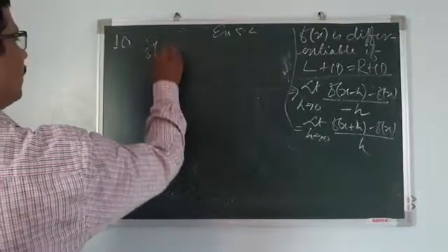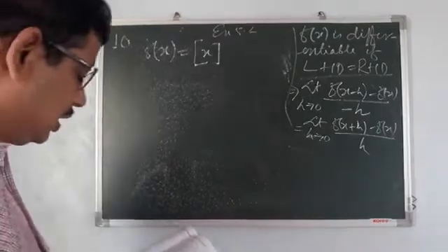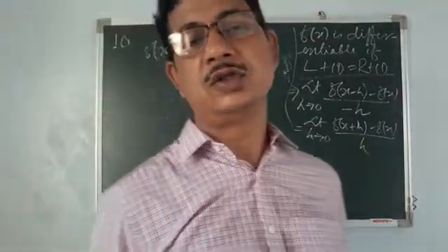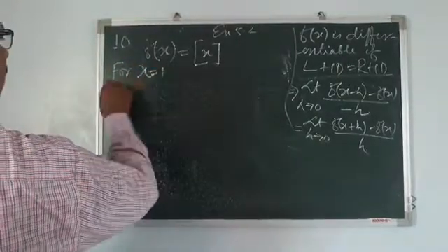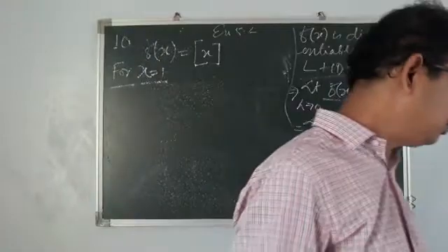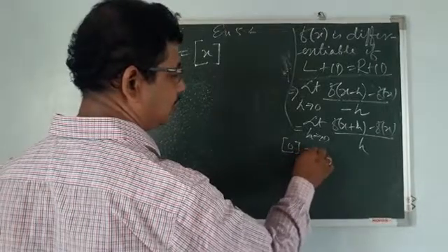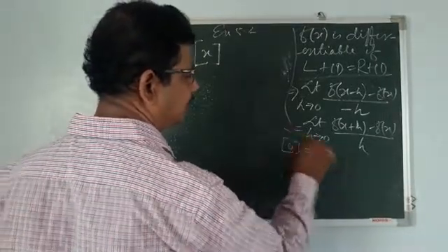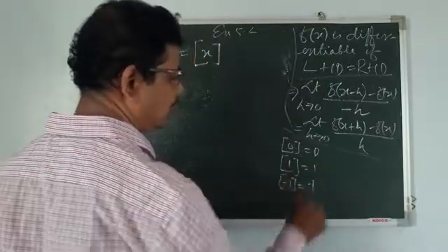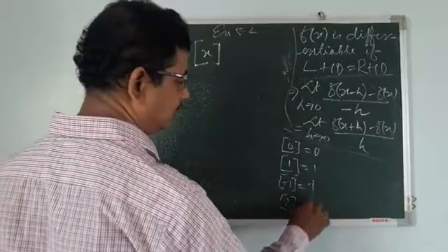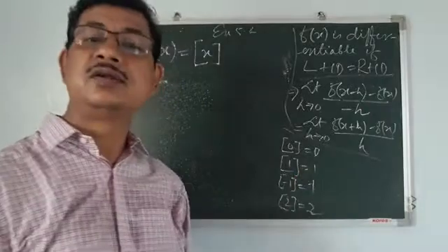f(x) is given as here with this symbol. This symbol means the greatest integer function. And you have to prove it is not differentiable at x equal to 1, so you have to check for x equal to 1. Now we have to say something about this integer function. If it is an integer, suppose 0, then its value is the same. If it is 1, then 1. If it is minus 1, then minus 1. That means if x inside this is an integer, its value remains the same.